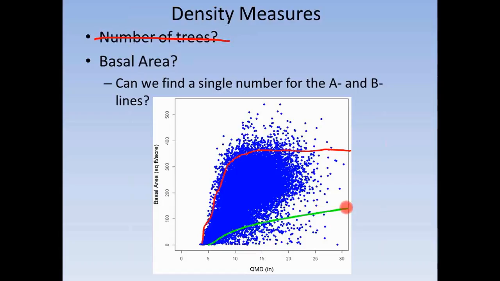How about basal area? We all know what basal area is. It gets past the problem of number of trees because big trees get weighed more heavily than small trees. But how about we can just use basal area? And okay, that seems reasonable. Let's see if basal area will work for an A line and B line. Can we identify these lines just based on basal area?